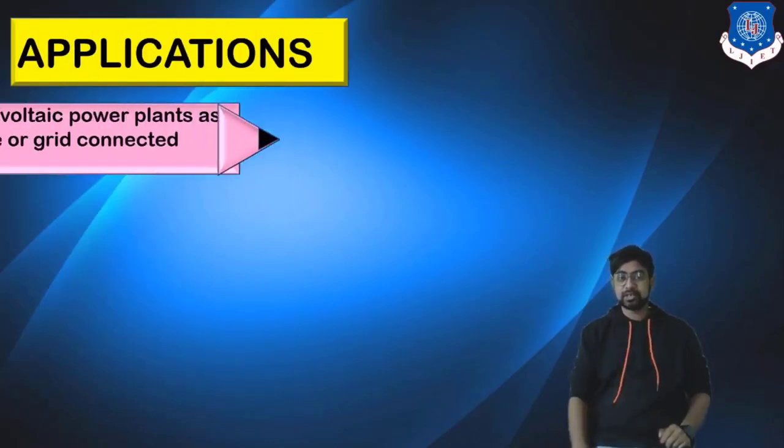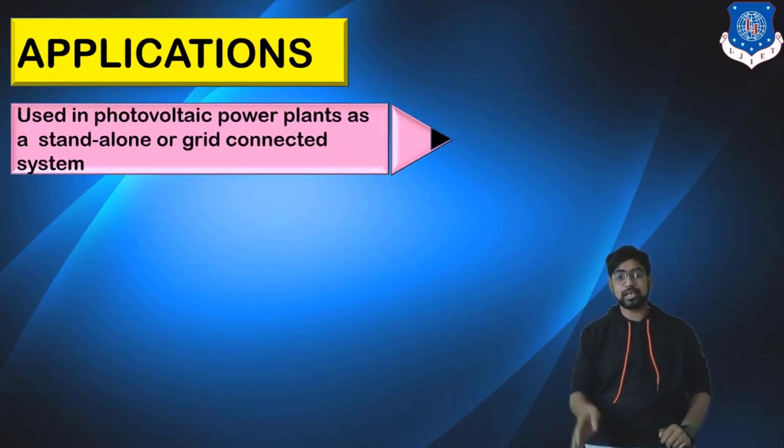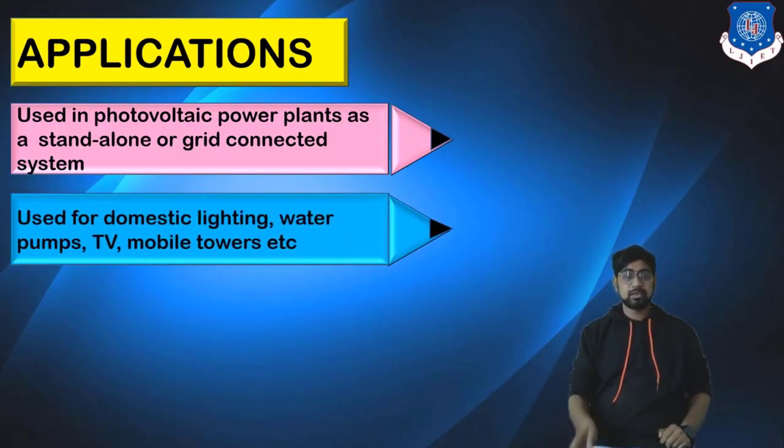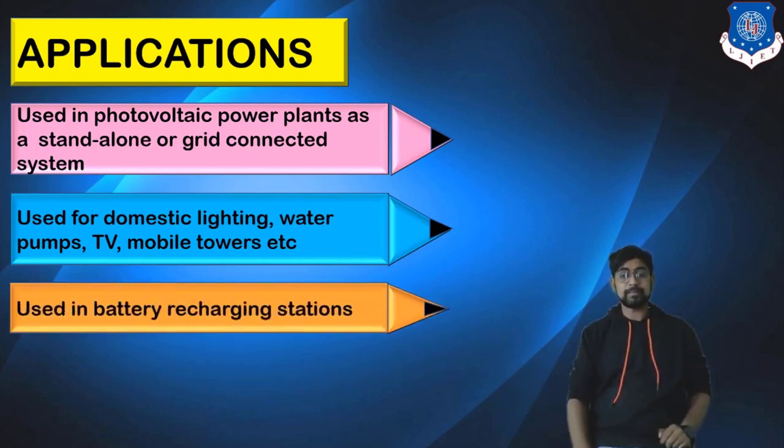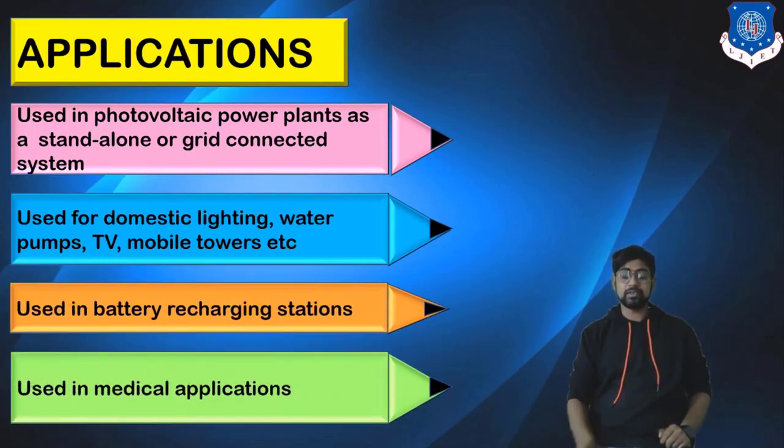Now let's see the applications. The foremost application is the use of photovoltaic power plants as a standalone or grid connected system. So our entire grid systems for supplying households and everything can be reliant on the solar cell. Then it is used for domestic lighting also, that is water pumps as well as TV, mobiles and towers. Used in battery charging stations, and lastly used for medical applications. Okay, so these are a few applications of the solar cell, and comparatively it has got a wide range, but we have just segregated these into the generalized ones.